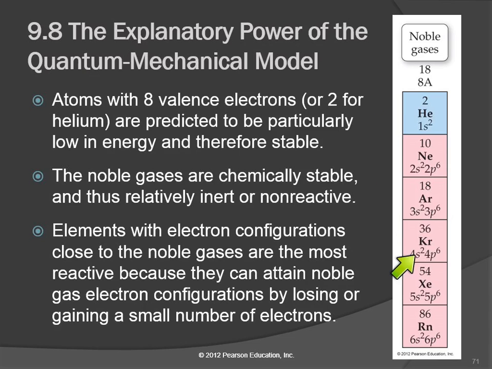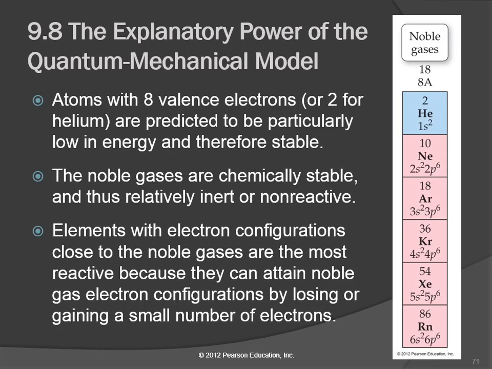These guys are just really, really unreactive. Some of these don't form any compounds under any circumstances. You just can't even make them interact with other elements. Well, how many valence electrons do these guys have? 8, except for helium up there. The noble gases are really, really stable because their valence shell is full. They have 8 valence electrons.